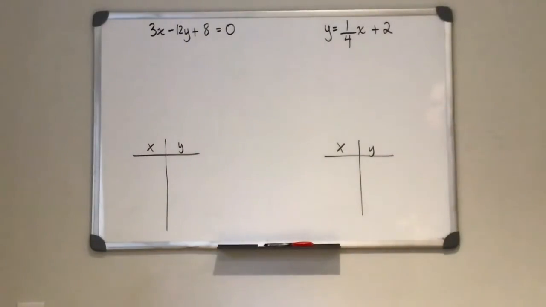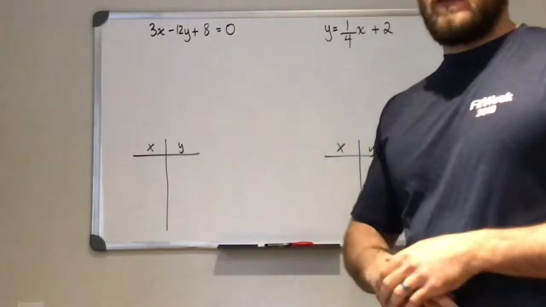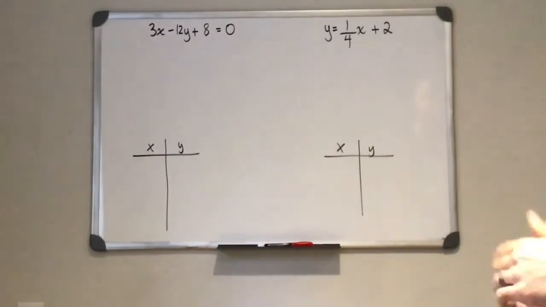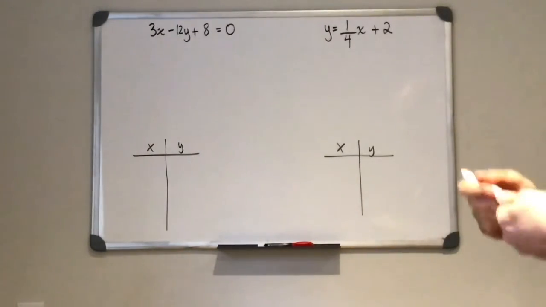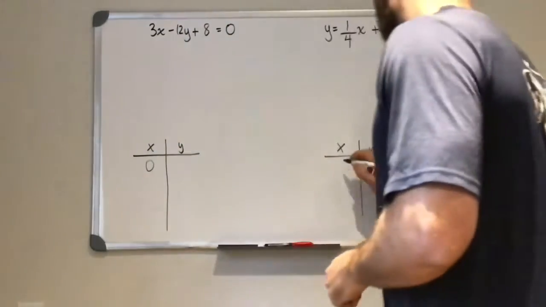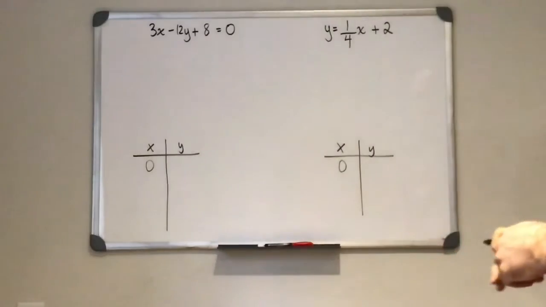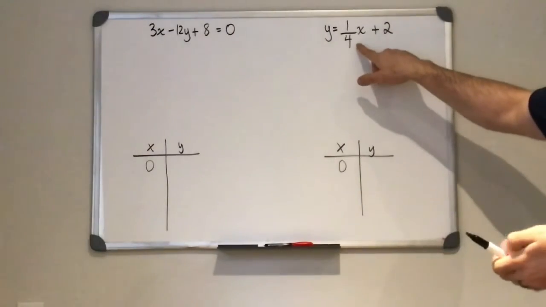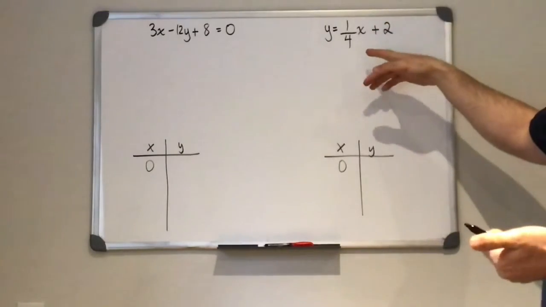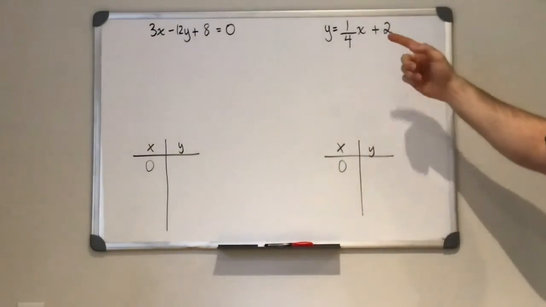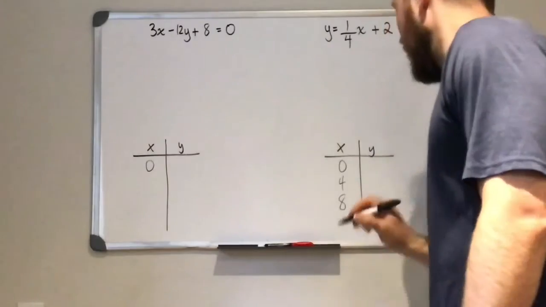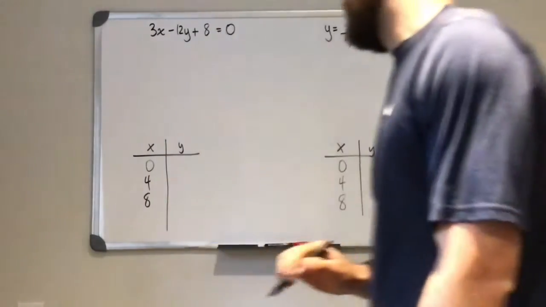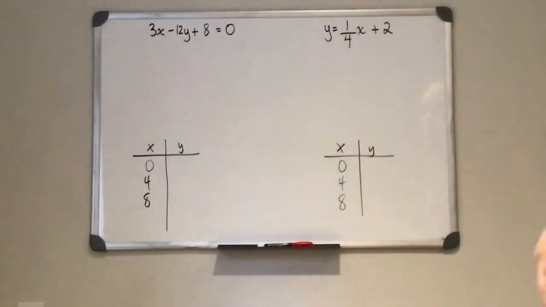When choosing x values, I can just choose 1, 2, and 3 if I wanted to. But sometimes it's in your best interest to choose numbers that are going to work out nicely for you. I would say always choose 0. 0 is kind of an easy one to calculate in most scenarios. Because this one's a fraction here, if I go by any multiple of 4, I'll have a whole number answer, and it might be a little bit easier to calculate. So I'm going to go with 0, 4, and 8. Now if you go 0, 1, and 2, perfectly fine. You're just going to deal with some decimals or fractions.